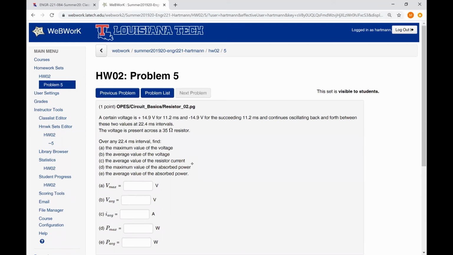I have a question about this problem. It's not how to solve it or anything. I'm just curious about how functionally you would have an oscillating voltage like that. So that's a square wave.